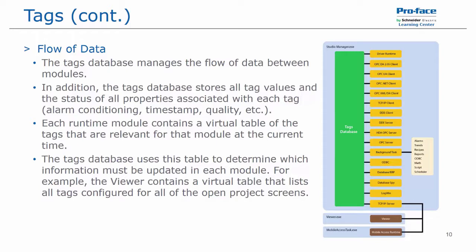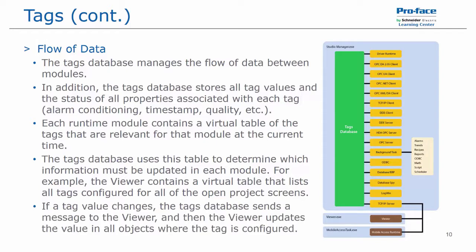For example, the viewer contains a virtual table that lists all of the tags configured for all of the open project screens. And if a tag value changes, the tag database then sends the message to the viewer, and then the viewer updates the value on all objects where the tag is configured.